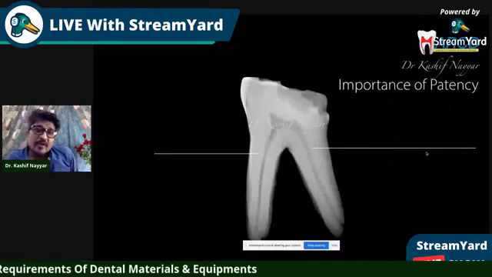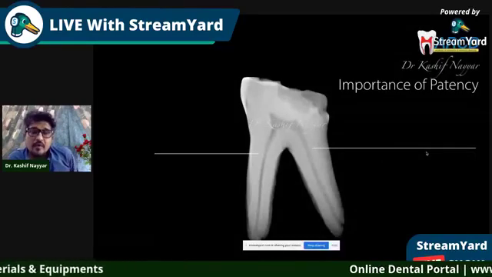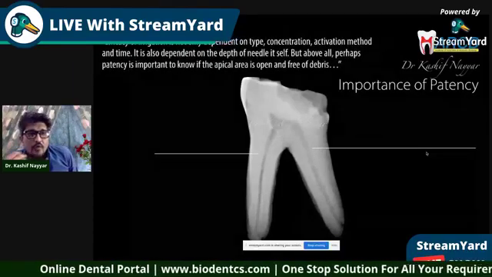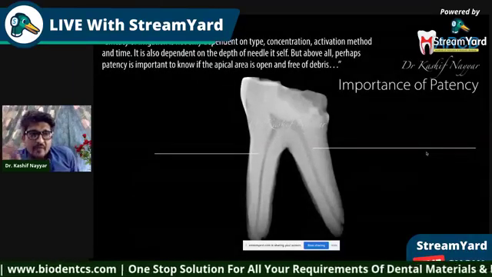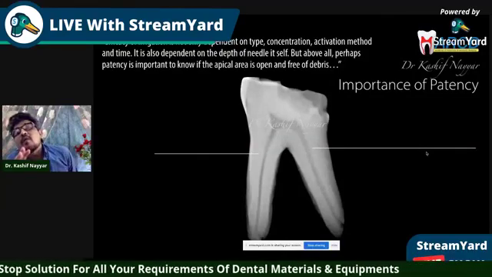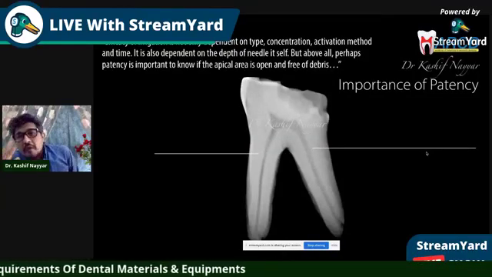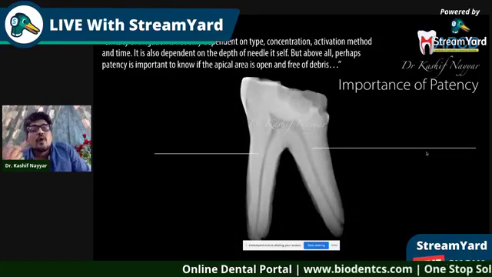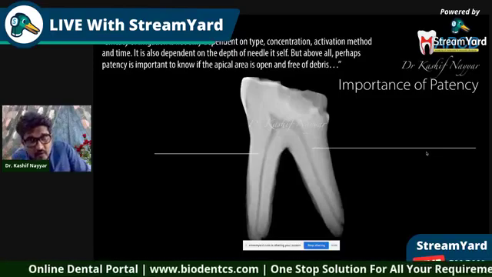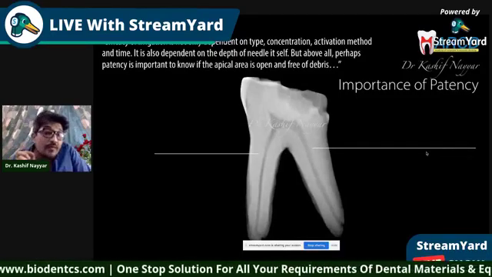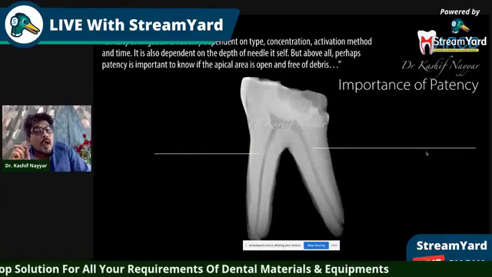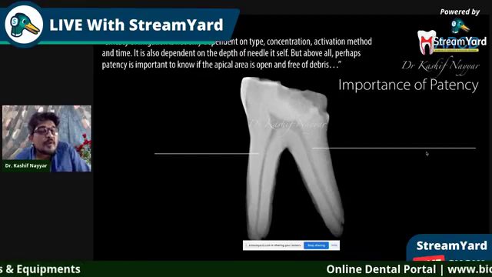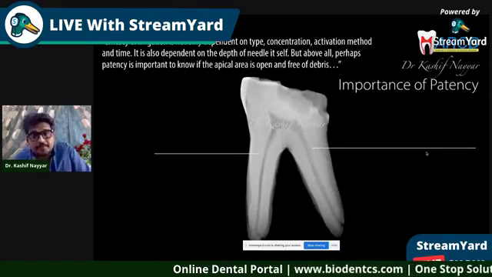So let me explain with this slide what is the importance of all of these steps. This is an experiment in which I want to tell you the importance. The efficacy of irrigation is not only dependent on the concentration, the duration, how long you use it, the volume, how much you use, or the activation method you use, but the penetration of the needle is also important. And out of all, the establishment of apical patency is also very important.